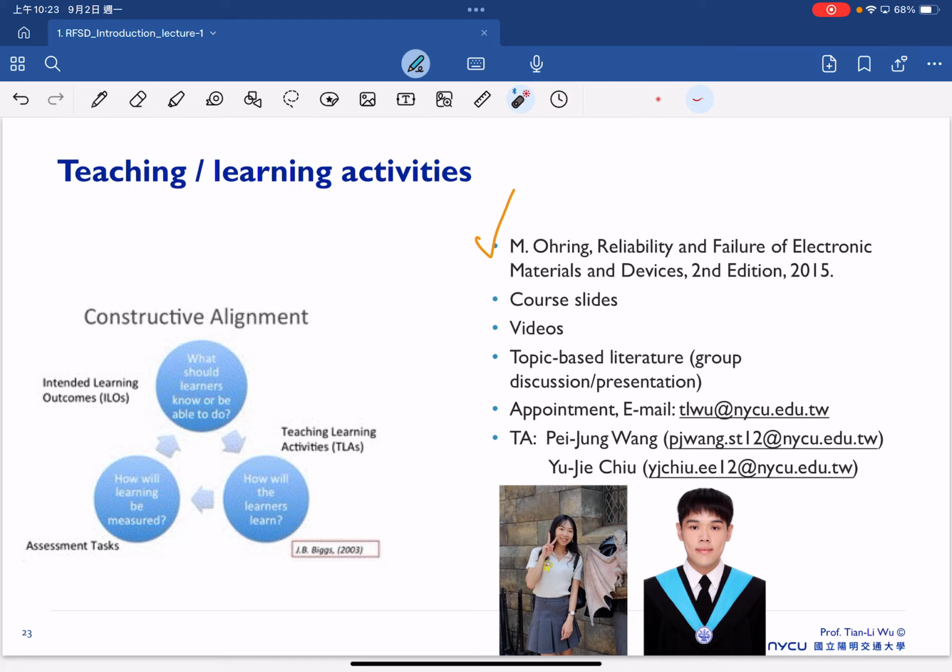We have two TAs for this class, but with a class of such scale, probably I need to find one or two more TAs. But right now we have the two TAs. One is Pei Rong and one is Yu Jie. Yu Jie is here. Yeah.